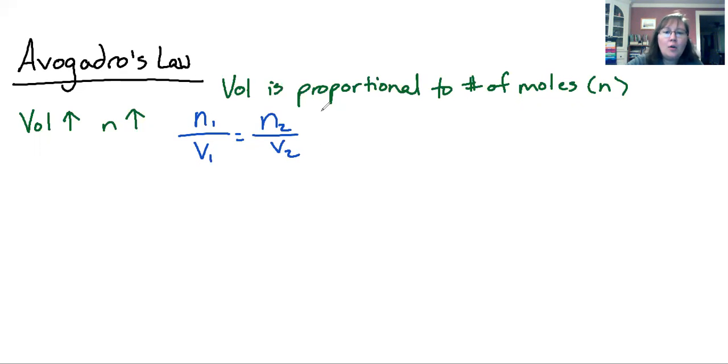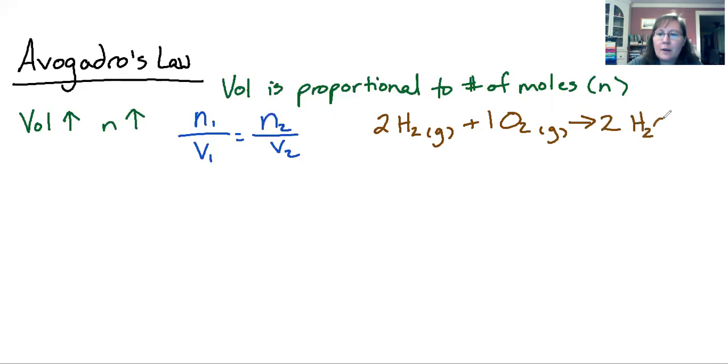Okay, so now let's think about what kind of problem we might see out of this. Okay, so this is kind of an interesting one. Remember when we were learning Avogadro's hypothesis and we said that 2 moles of hydrogen gas plus 1 mole of oxygen gas yields, you know what, this is fine, 2 moles of water vapor.